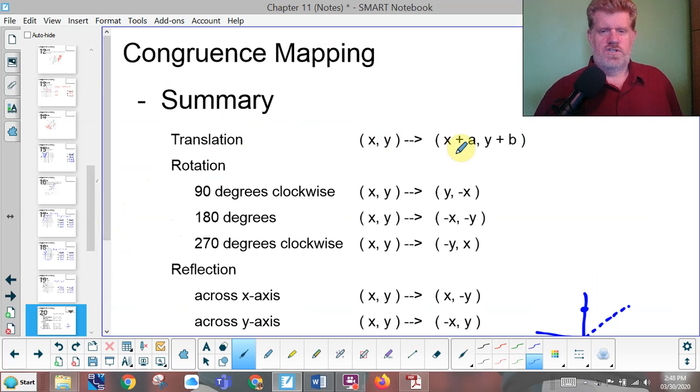And the translation is another way to write it like this, and I showed you that. A is the left and right movement. B is the up and down movement.